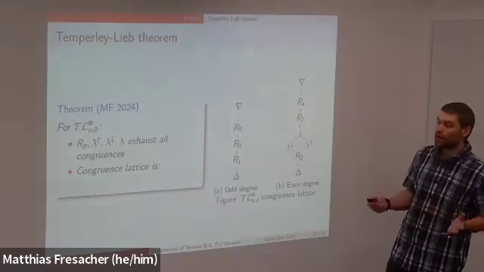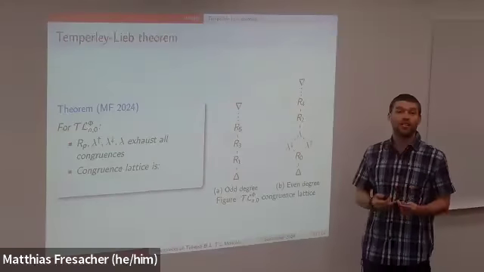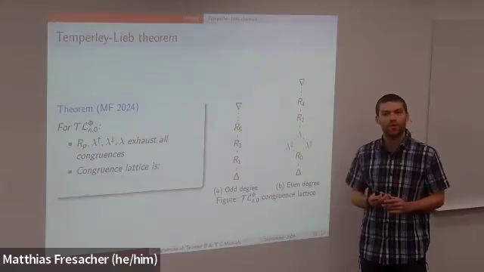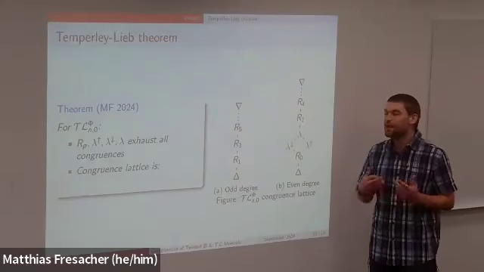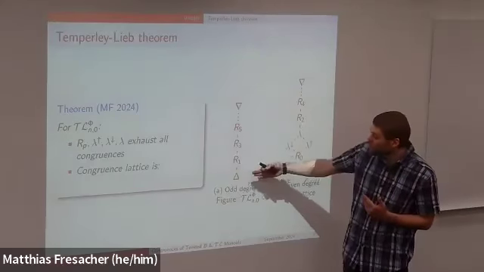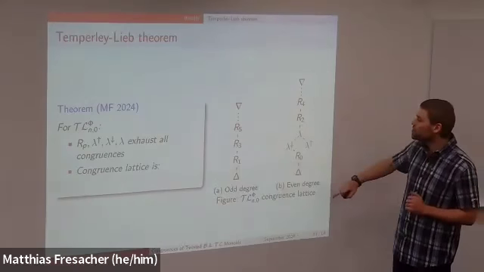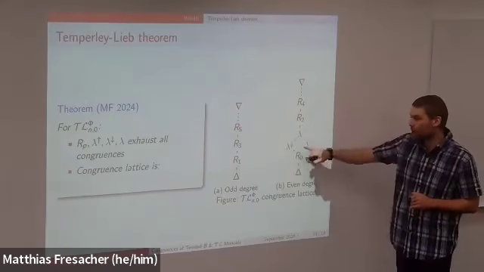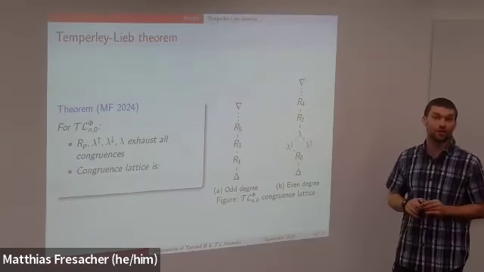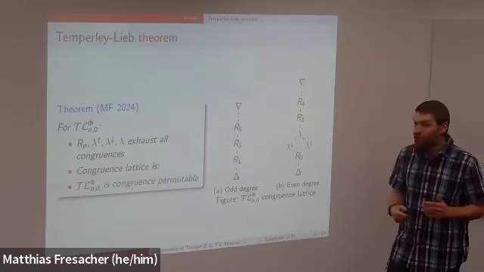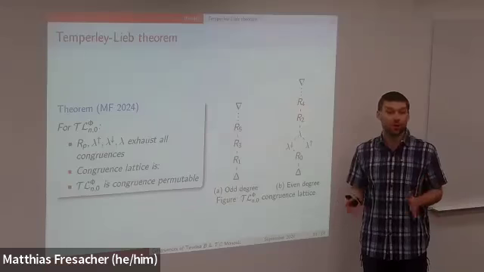So what are we left with? Well, we're left with the Riesz and lambda congruences. They're all that is possible in Temperley-Lieb. And the lattice in the odd degree is still a chain, but this time with just Riesz congruences. And in the even degree, we almost have a chain with one diamond where we find the lambda congruences. Not surprisingly, Temperley-Lieb is also congruence permutable.